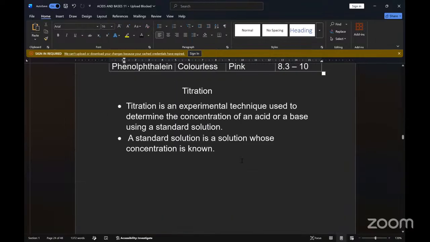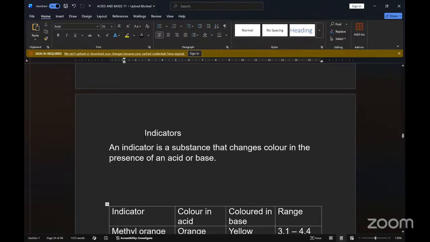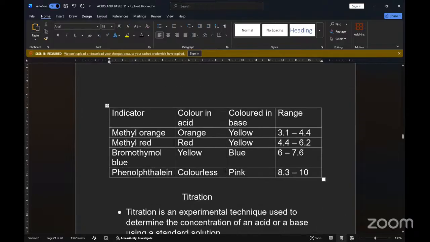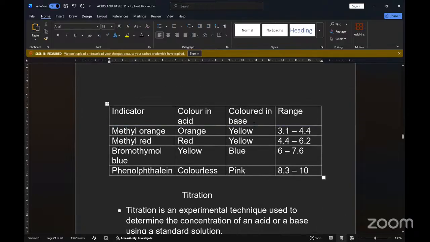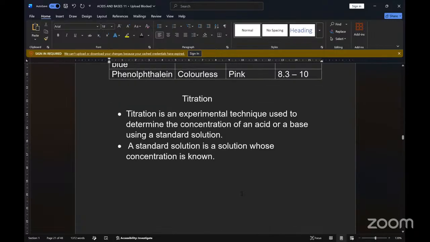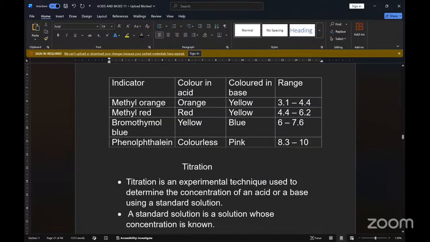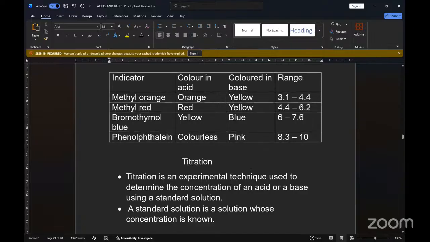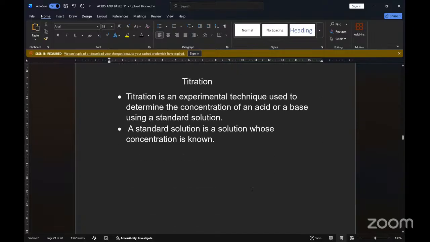Okay, so let's talk about an indicator. Now, if you want to find out whether something is acidic, basic, or neutral, we use what we call indicators. So an indicator is just a substance that changes color in the presence of an acid or a base. So you have various indicators here and their color in acid, their color in bases. You just have to find a way of learning them. But I'm not really going to waste my time on this because this you have to memorize. There's no shortcut to it. It's like learning someone's name.